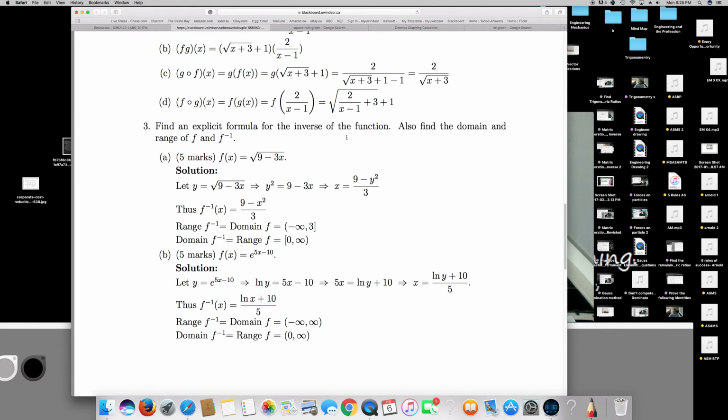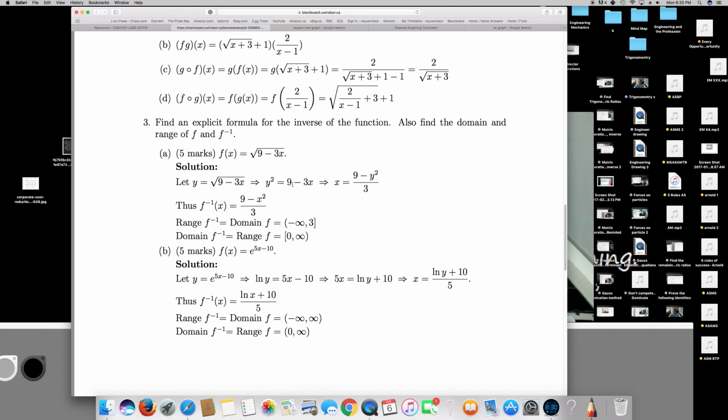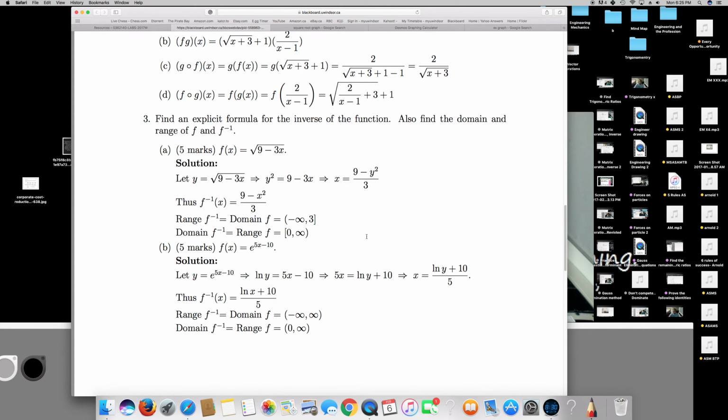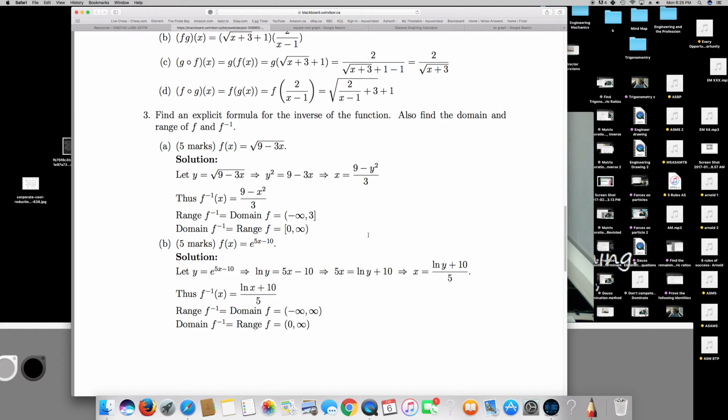And the next one is asking, find an explicit formula for the inverse of the function. Also find the domain and range for f and f inverse. So the question is f of x is equal to root of 9 minus 3x. In this case, to find the inverse, instead of f of x, we have to write y, right? So y is equal to root of 9 minus 3x. To get rid of this root, I have to square it. So y squared is equal to 9 minus 3x, right?